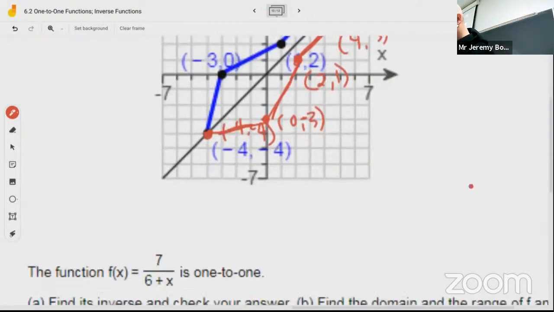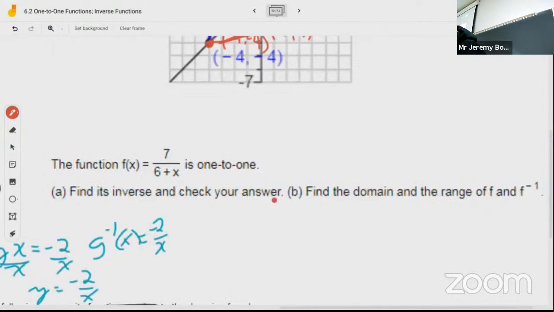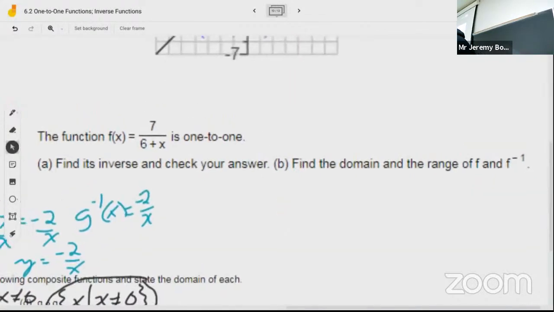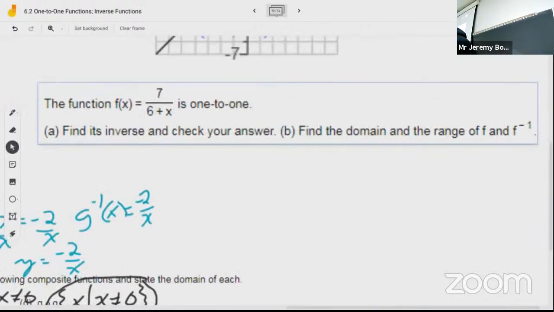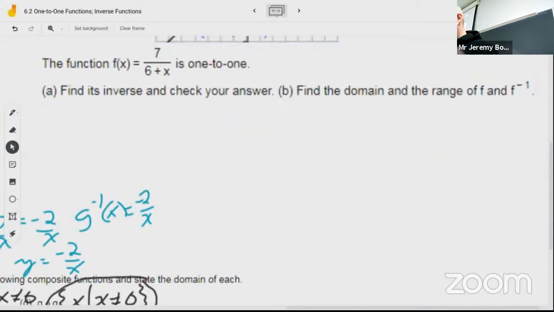All right, I want to go to an easier one. This one's not bad, just kind of zoomed in a lot. So we got this function. It's 7 over 6 plus x. We're assuming it's 1 to 1. We want to find the inverse and then find the domain and range of both the original function and the inverse.